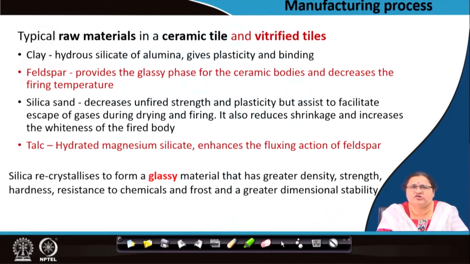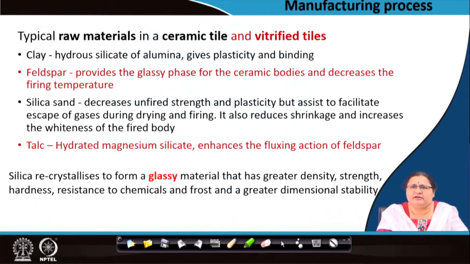As you see, two items are also bulleted in red: the feldspar that provides the glassy phase of the ceramic bodies and decreases the firing temperature, and talc, that is hydrated magnesium silicate, which enhances the fluxing action of feldspar. These two are added to vitrified tiles. That makes the vitrified tiles more rigid, more strong, and they also get a white color, unlike clay tiles, which are red in color. I will show you pictures later.